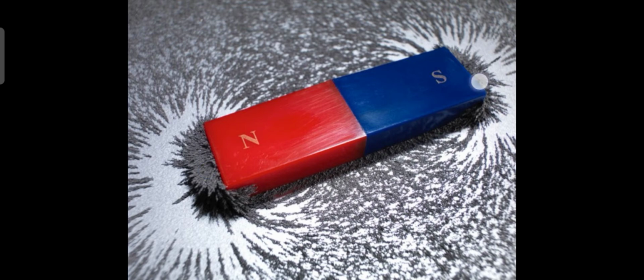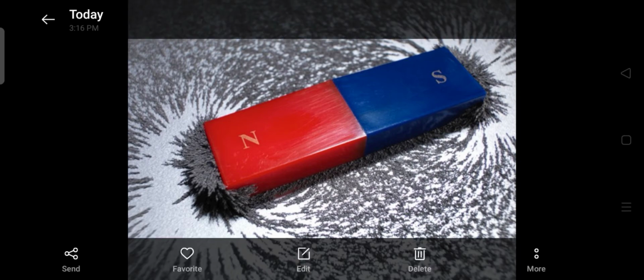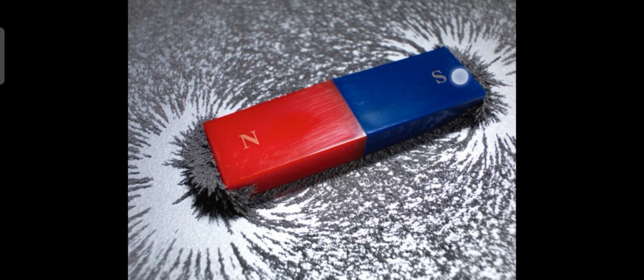So what do we call these ends which have more magnetic strength? These are known as poles. P-O-L-E-S, poles of a magnet. So these are the two ends of the magnet which have more magnetic power or strength. Here you can see in these two ends, this magnet has more strength. So more iron filings are attracted at these ends. So these are known as poles.